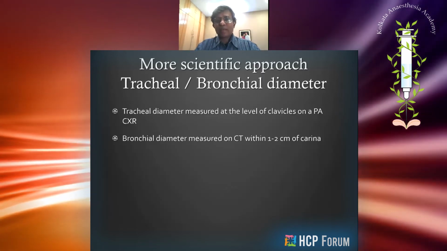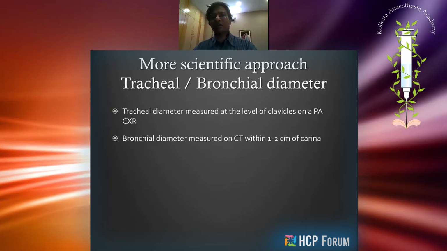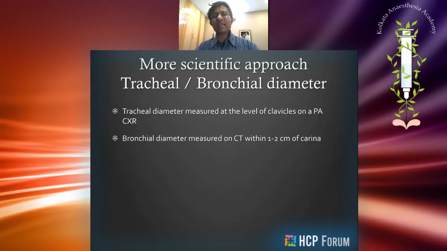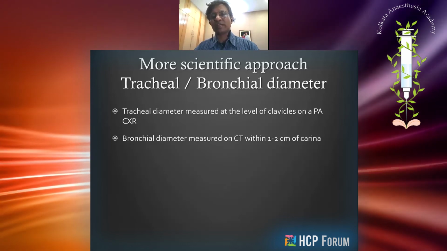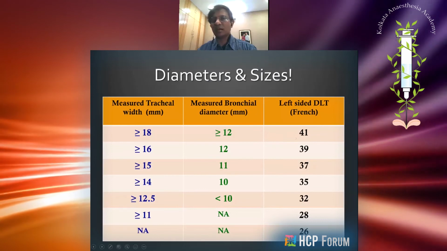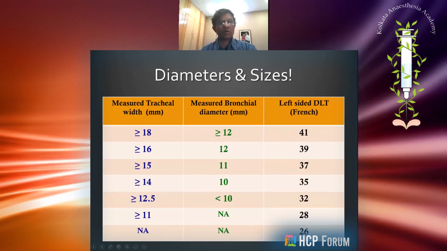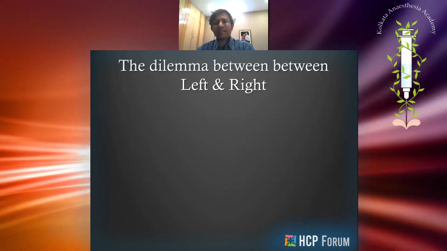The better way of looking at it is the tracheal diameter measured at the level of the clavicles on the PA view of the chest X-ray, and the bronchial diameter if you're looking at the CT scan within 1 to 2 centimeters of the carina. Based upon this, this is a nomogram which you'll find in all standard texts about what is the measured tracheal width and the measured bronchial diameter and which size of double lumen tube you want to use. And this is all given for the left side. Why is it about the left side?